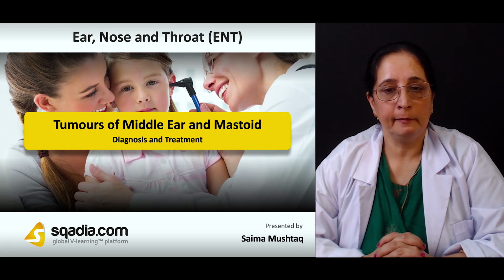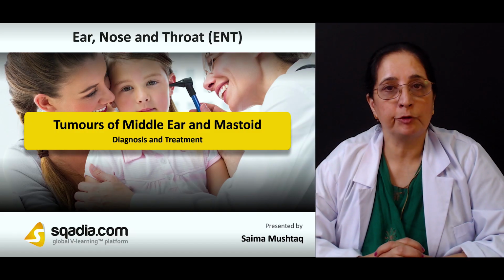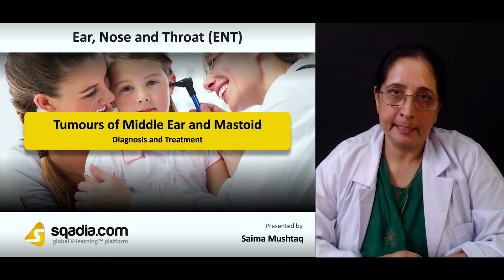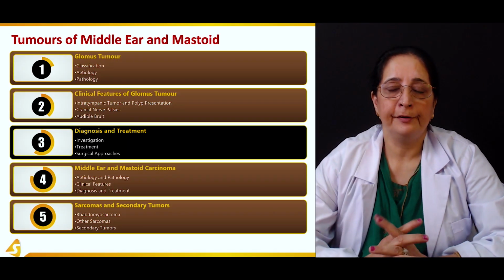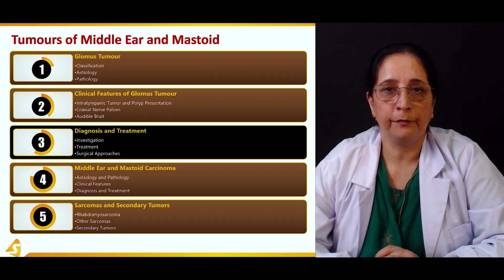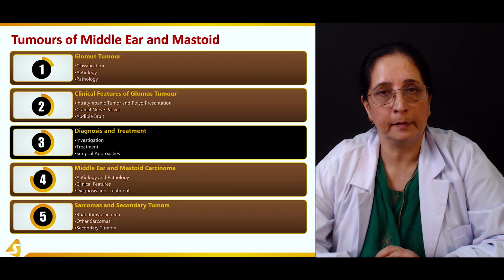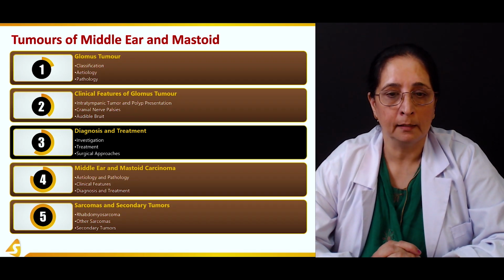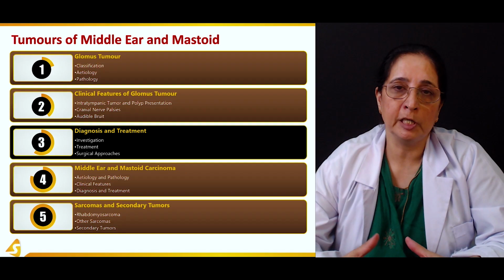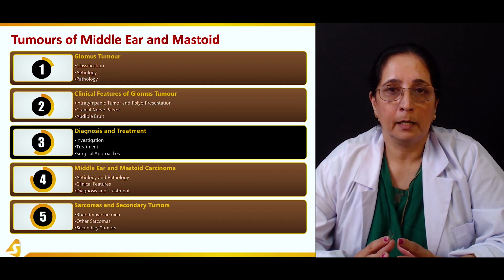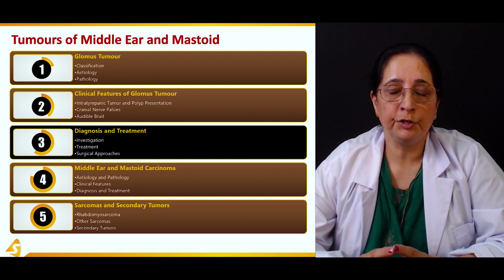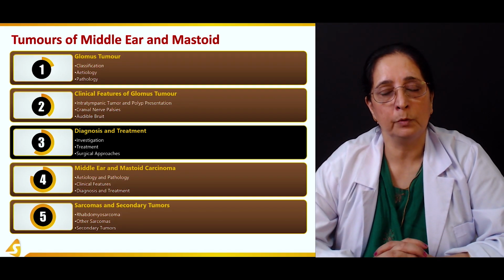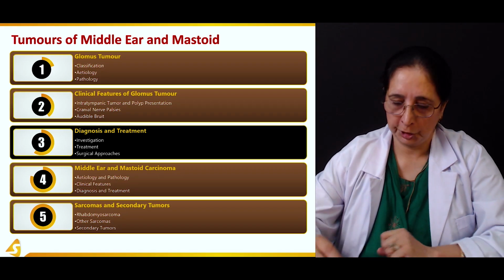Now, in the third section, we will talk about the diagnosis and treatment of tumors of the middle ear and mastoid. In this, we will talk about different investigations that can be performed for the diagnosis of tumors of the mastoid and middle ear, what the different treatments available for the tumors of the middle ear and mastoid are, and if surgery is performed, what the different approaches to perform the surgery for the tumors are.